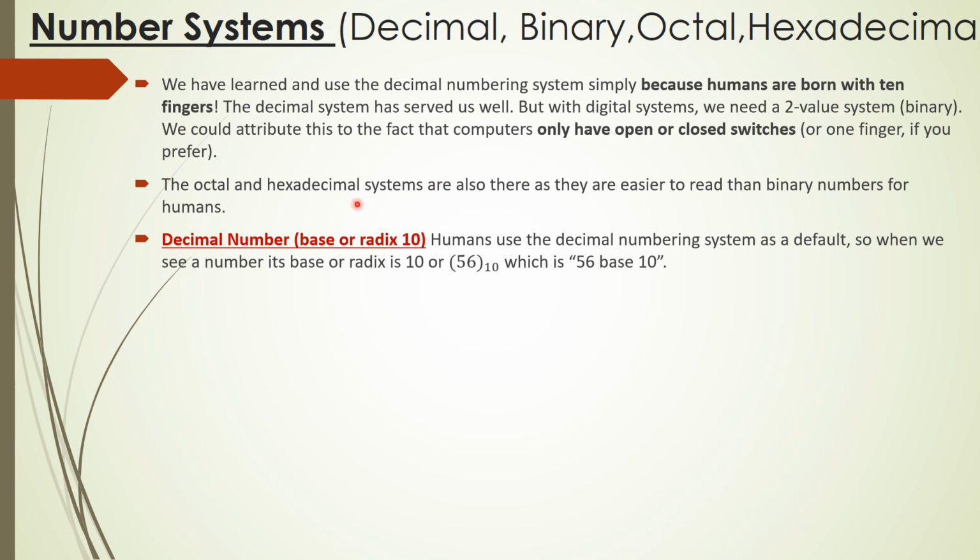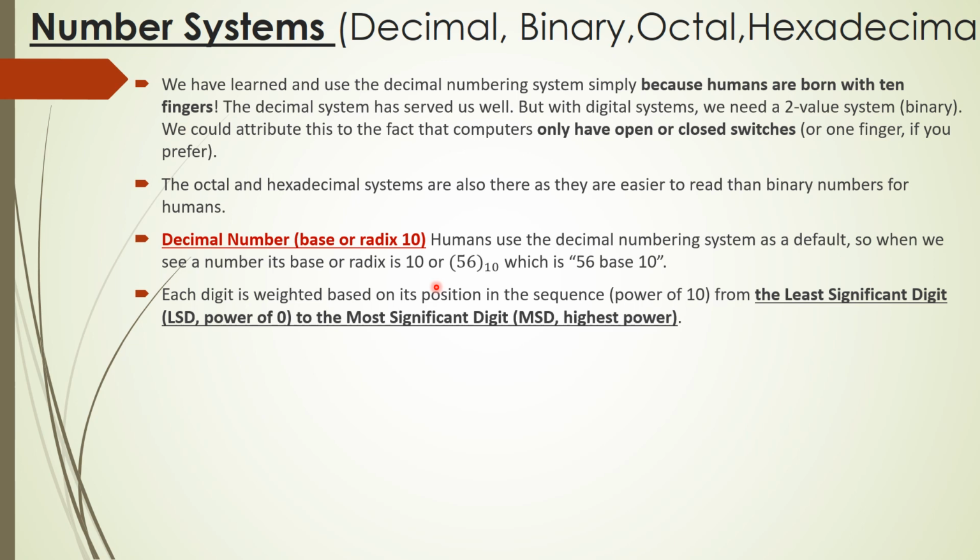Decimal number, the other name is radix 10. We can say base 10, or also radix 10. Humans use the decimal number system as a default, so when we see a number, its base or radix is 10. But in our daily life, we never write 56 with a subscript 10. We just write it simply as 56. Each digit is weighted based on its position in the sequence, as a power of 10. Here the very important point is that it goes from the least significant digit, power of 0, to the most significant digit, the highest power.